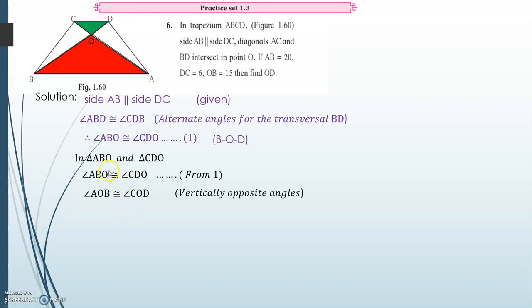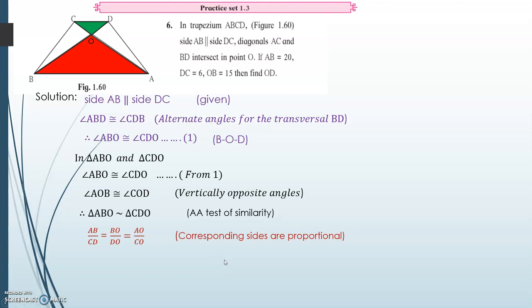Now two angles of both the triangles are congruent and therefore the triangles are similar. Therefore triangle ABO is similar to triangle CDO. The reason will be AA test of similarity. When the two triangles are similar, we can write the corresponding sides, that is AB upon CD is equal to BO upon DO is equal to AO upon CO, and the reason will be corresponding sides are proportional.